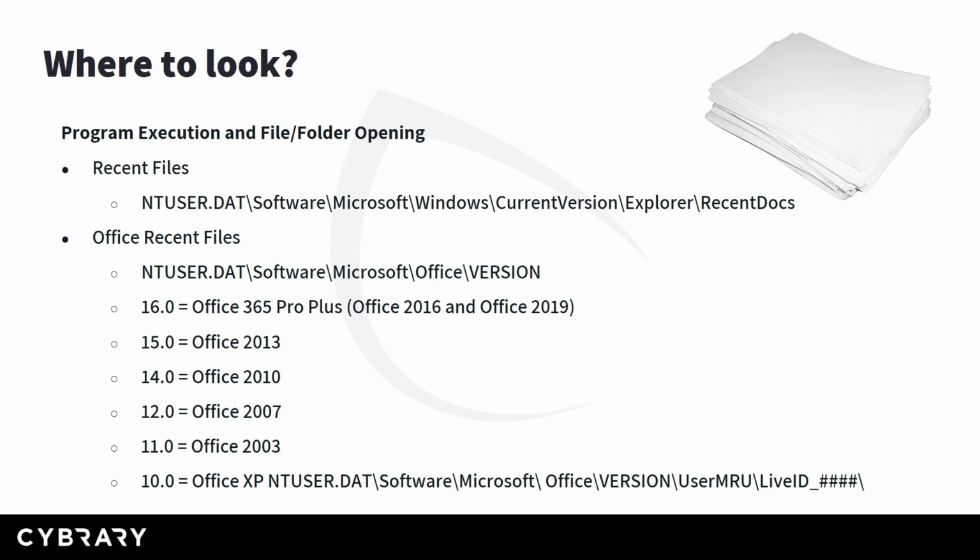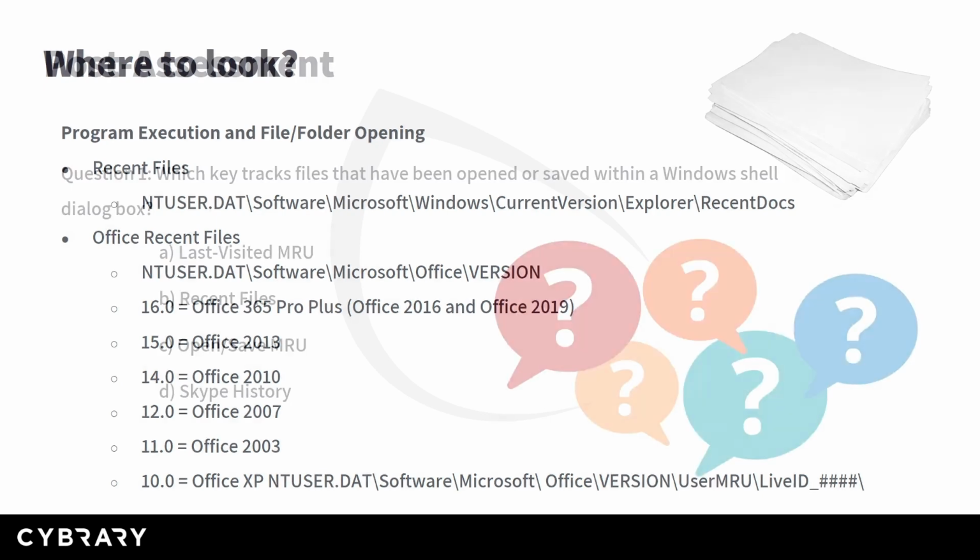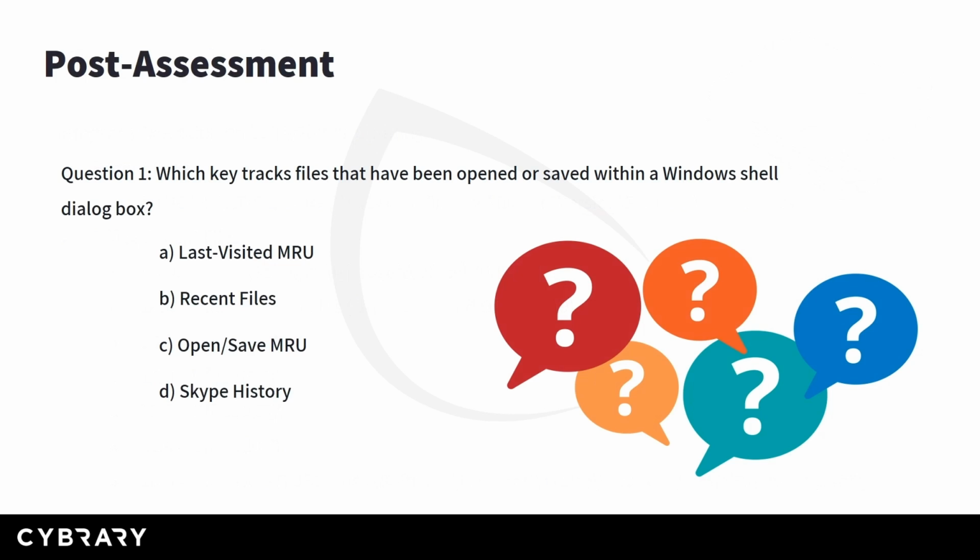Similar to recent files, the last entry added will be the time the last file was opened by a specific Microsoft Office application. Here's a quick question for you. Which key tracks files that have been opened or saved within a Windows Shell dialog box? Is it A. Last visited MRU, or B. Recent files, or C. Open Save MRU, or D. Skype history? If you said C, you are right. Open or Save MRU tracks files that have been opened or saved within a Windows Shell dialog box.